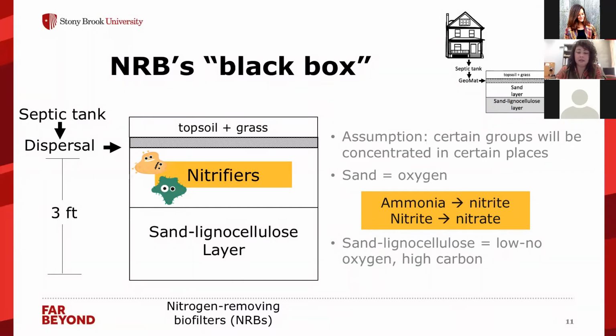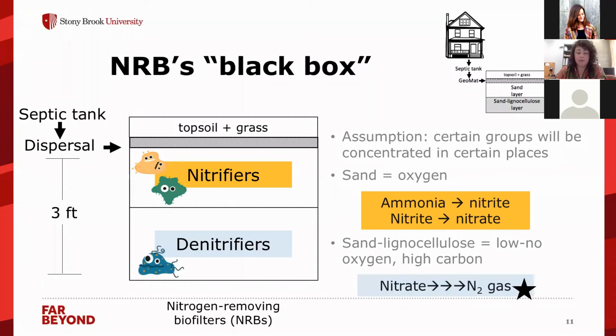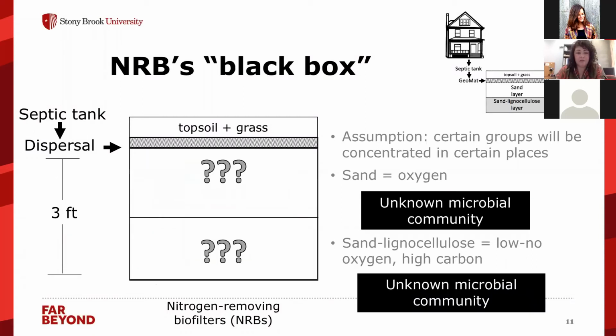Whereas the sand lignocellulose layer may even be contained by a liner, so it's saturated, to have little to no oxygen and a high carbon source from that lignocellulose. So we expect our denitrifiers to be here. This way, working together, these groups can then transform the biologically available nitrogen species into nitrogen gas. But again, we actually don't know if those microbes are there.